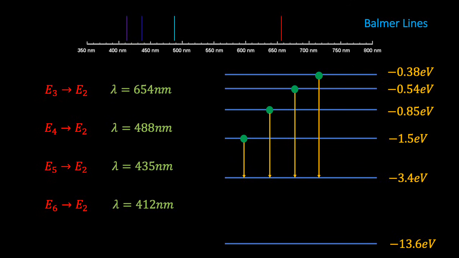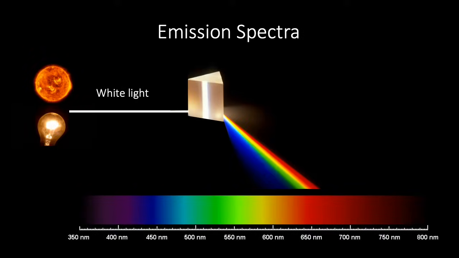These 4 visible lines are named the Balmer lines, after Johann Balmer, who discovered an empirical equation to predict the Balmer series in 1885. It had long been known that if you pass the white light emitted from a hot object, such as the sun or a filament lamp, through a triangular prism, then the light will disperse and a continuous spectrum of colours will be observed. However, detailed experimental investigations in the 19th century revealed that the light emitted from a glowing gas of a particular element does not form a continuous spectrum.